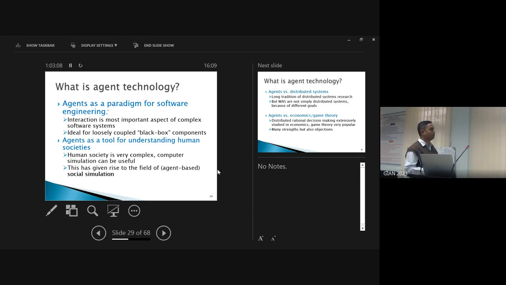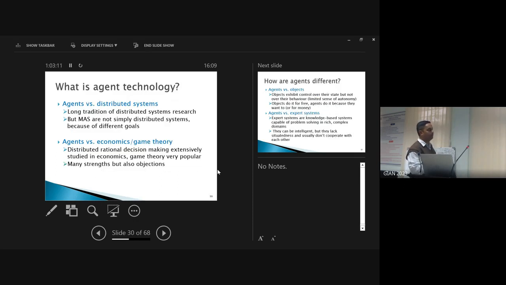Now some of you may still have doubts about how they are different: agents and distributed systems, agents and economics or game theory. When you talk about a multi-agent system, it is itself a distributed system. The agents that you are deploying are not running on the same system. Rather, they are running on different nodes which are connected in a network.